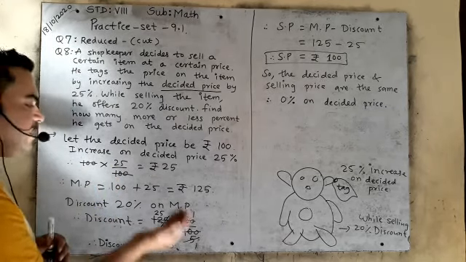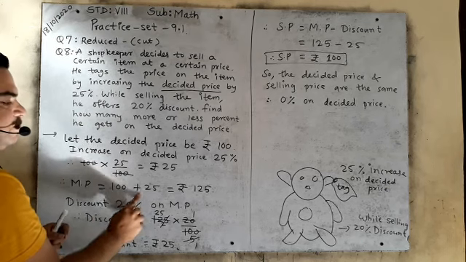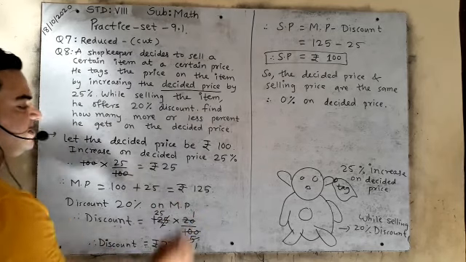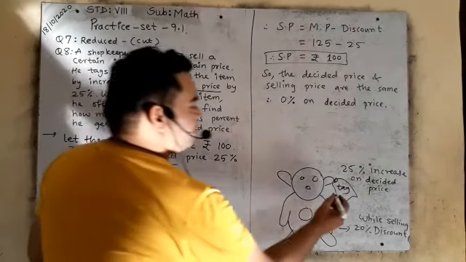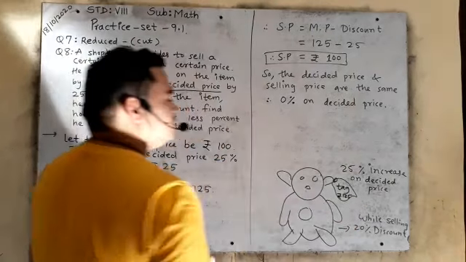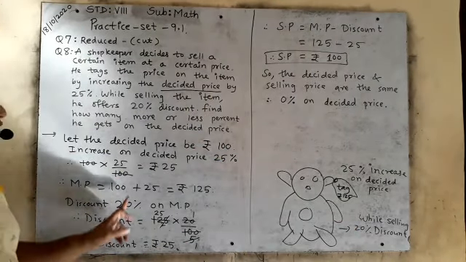So by increasing 25 rupees, 100 will be decided price and plus 25 increase. So the mark price of teddy bear will be 125. Suppose here I will write rupees 125. Okay, 125. So discount I will be giving 20% on mark price.